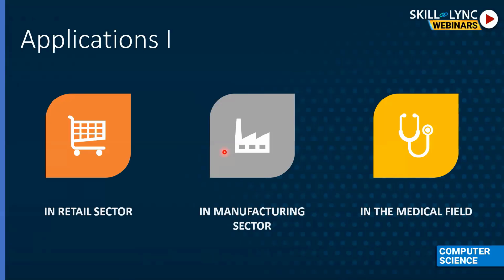We can use computer vision while doing package inspection, for example, at a manufacturing industry. After we manufacture products, we do some packaging and then we ship the products.